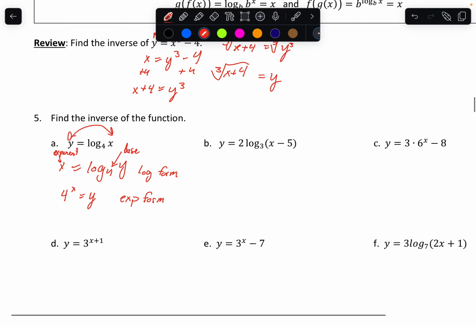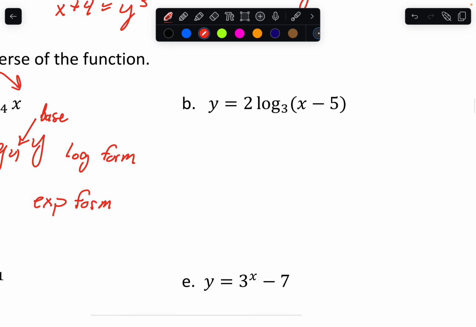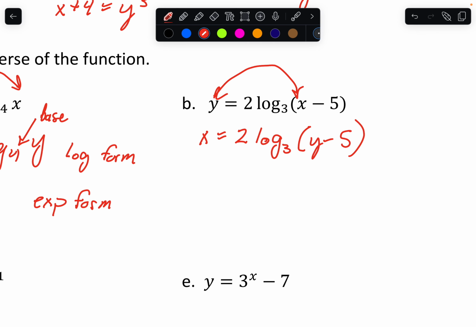All right, let's take a look at letter B here. First thing we're going to do is swap x and y, so we'll end up with x equals 2 log base 3 of y minus 5. The first thing we're going to do is change this from log form into exponential form, so we're just going to change this into exponential form. Remember that this right here is the base.